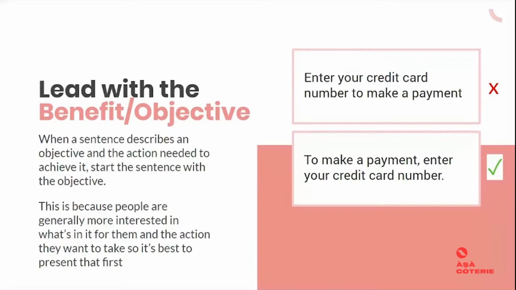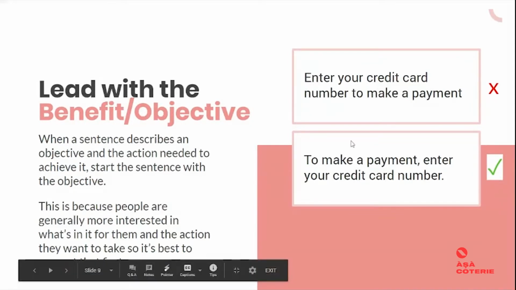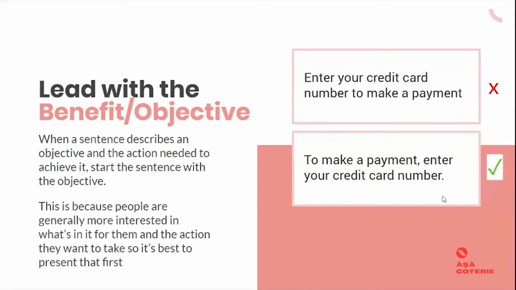The next point is to lead with the benefits or objective. When a sentence describes an objective and the action needed to achieve it, start the sentence with the objective. This is because people are generally more interested in what's in it for them and the action they're about to take. So it's best to present that first. Give that to them first. They are scanning to see what they want to do. So instead of something like "enter your credit card number to make a payment," start with "to make a payment, enter your credit card number."